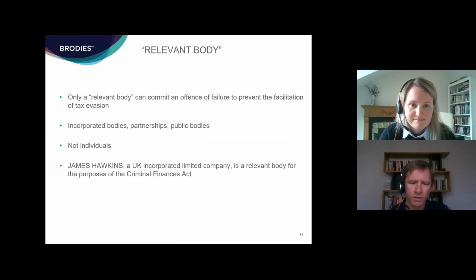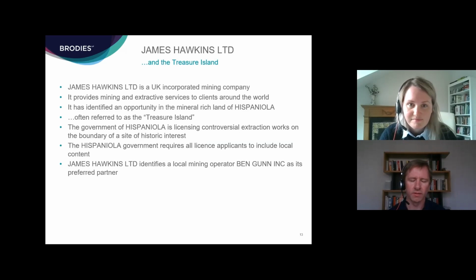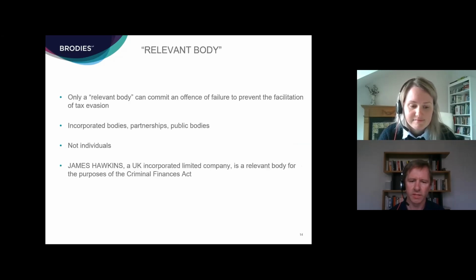Now, Lisa, maybe if you can put the entity James Hawkins we're talking about, put that back into the Criminal Finances Act context for us. So this is looking at what kinds of organisations can incur criminal liability under the 2017 Act. And what the 2017 Act says about that is that only relevant bodies can commit an offence of failure to prevent the facilitation of tax evasion.